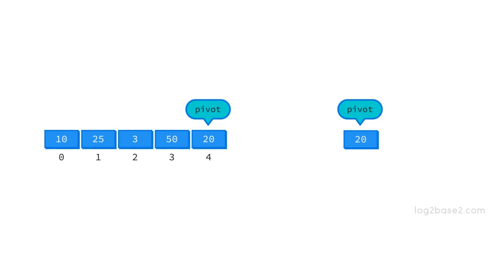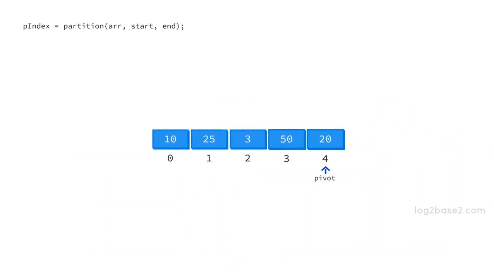The next task is to partition the array. That is, we will rearrange all the array elements in such a way that all values lesser than the pivot should come before the pivot and all values greater than the pivot should come after it. Those elements can be in any order. At the end of the partition function, the pivot element will be placed at its sorted position. Let us apply the partition logic.